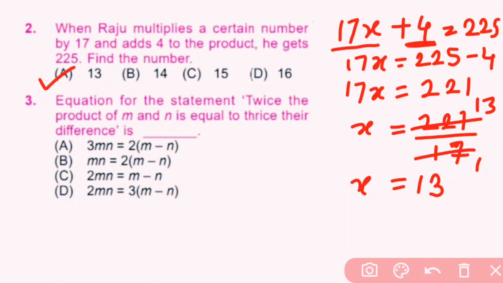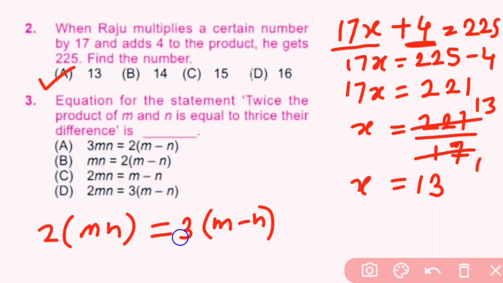Question number 3. Equation for the statement: twice the product of m and n. Twice the product of m and n means m into n, and twice means 2 times, equal to thrice their difference. Their difference is m minus n, and thrice means 3 into. So here the equation will be D.